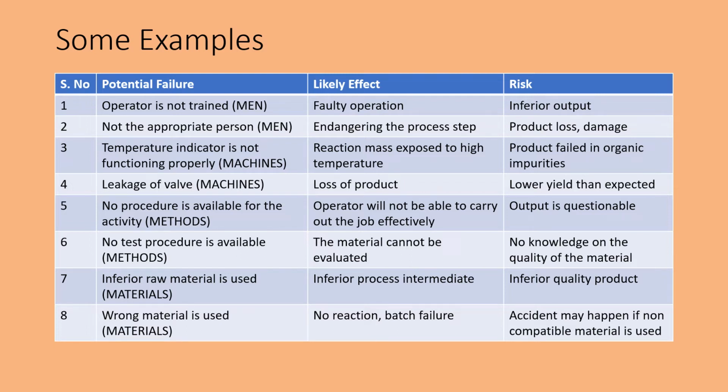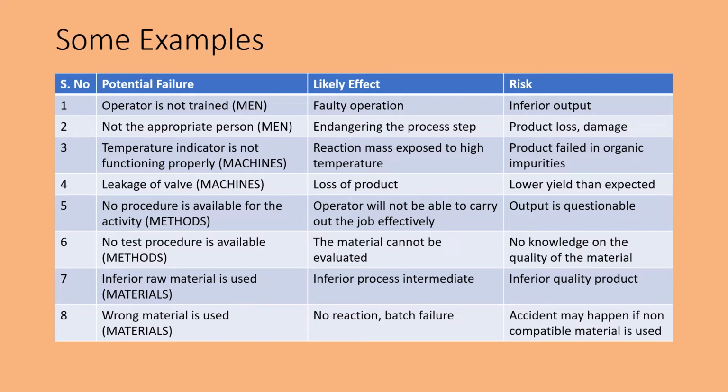In the methods, if there is no procedure available for the activity, the operator will not be able to carry out the job effectively. That is the likely effect. What is the risk? The risk is the output is questionable. We are not sure of the quality of that. No test procedure is available for testing a material. The material cannot be evaluated is the likely effect. So the risk is no knowledge of the quality of the material.